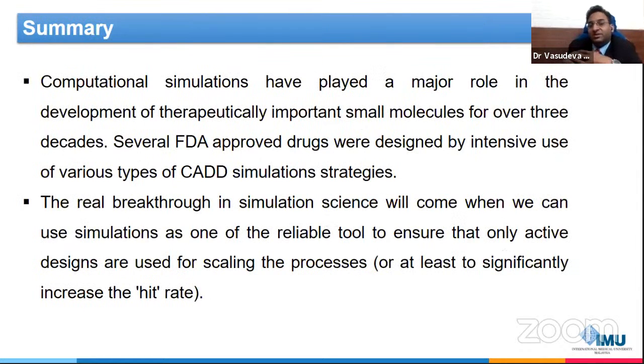So in conclusion, what I would like to highlight is that computational simulations are playing a major role in the development of therapeutically important small molecules, over 3 decades, with several FDA approved drugs designed by intense use of various types of CADD simulation strategies. As I mentioned, there is no perfect flow for CADD strategies. As a computational chemist, a practitioner of chemoinformatics and bioinformatics, you can design some workflow and implement it, and see whether the workflow is integrated between SBDD, LBDD, and FBDD, or FBDD and SBDD, or SBDD and FBDD. It's all about the way you design things and implement them in the process.